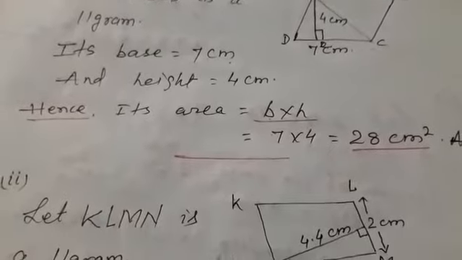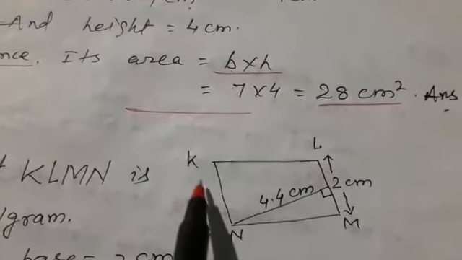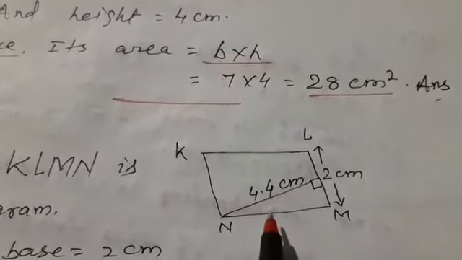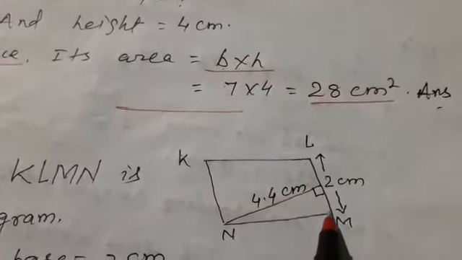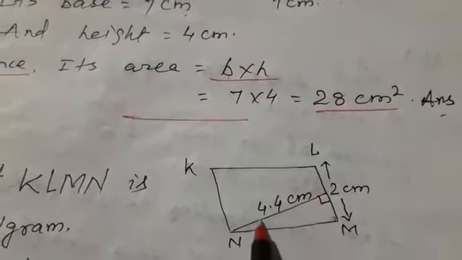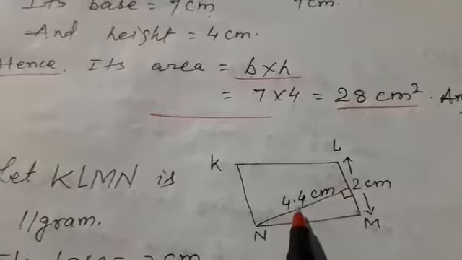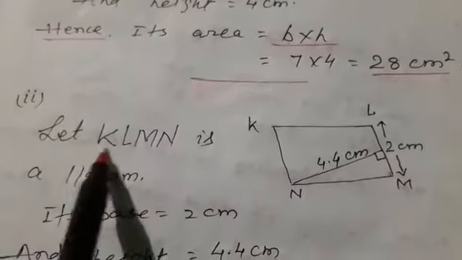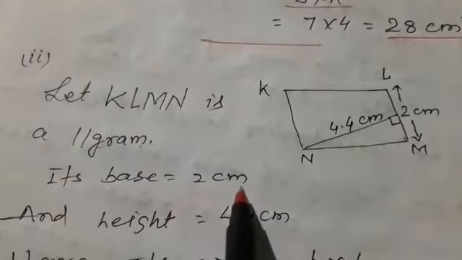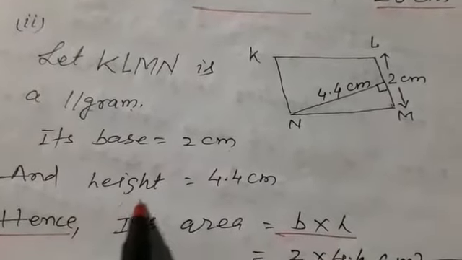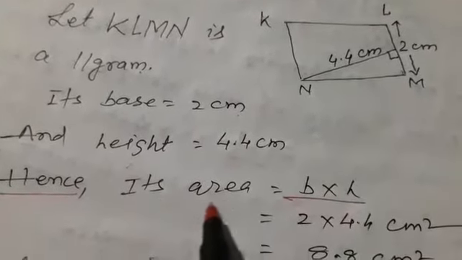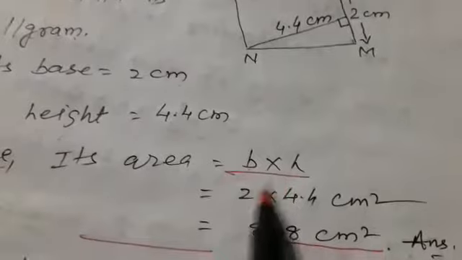Second is another parallelogram. Let KLMN be a parallelogram. Its base is 2 centimeter and perpendicular height is 4.4 centimeter. Now we solve it. Let KLMN be a parallelogram. Its base is equal to 2 centimeter and height is equal to 4.4 centimeter. So its area is equal to base into height.